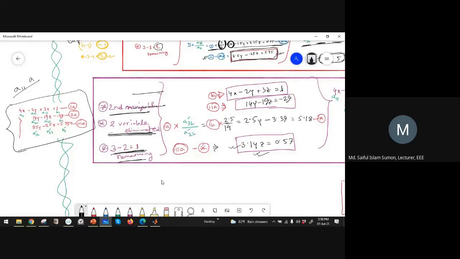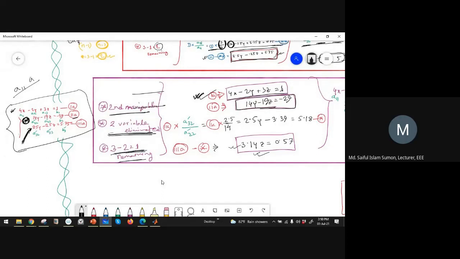So during the second manipulation, my 1a will remain as it is. My 2a will also remain as it is. But I will be changing this 3a based on this equation right now. Previously, based on equation number 1, we changed the other equations. Now based on this updated equation number 2, we will be manipulating all other values. So how? Let's see.